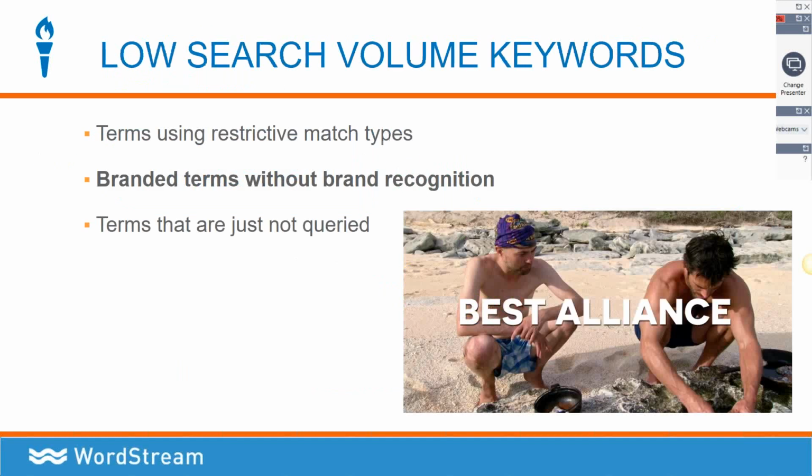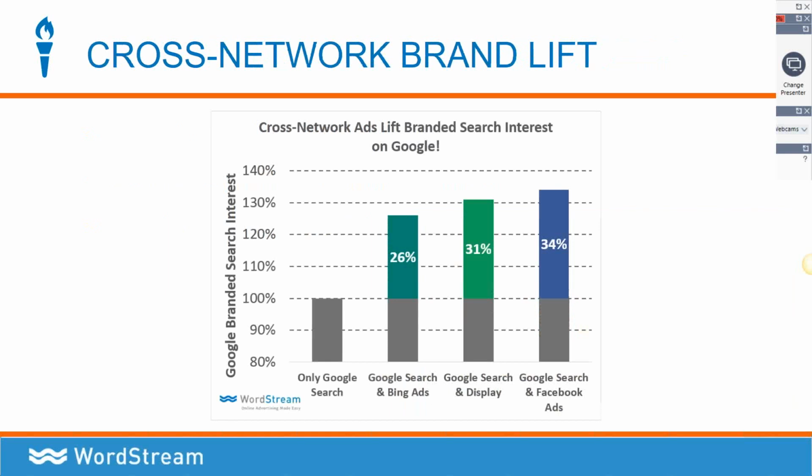If you find that your low search volume terms are your branded terms, what this means is that you likely do not have enough brand recognition to bid on these terms. I know it's tough. So what do we do here? Well, the next step is to build an alliance. Building an alliance in Survivor allows individual players to come together as a much more powerful voting block. Similarly, layering cross-network advertising campaigns in Bing, on the Google Display Network, or in Facebook can help you build this brand recognition. Let's take a look at how that can help.